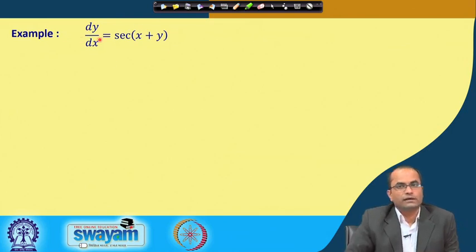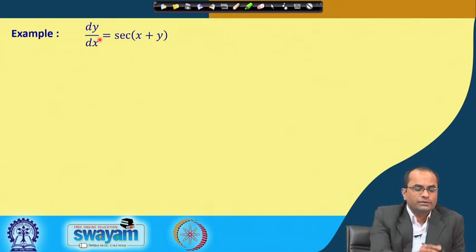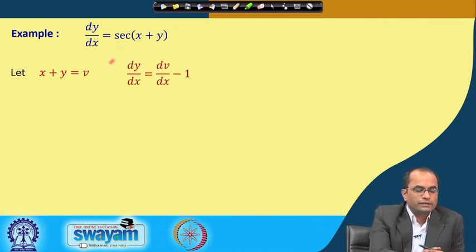Now, we take this example of this kind. dy over dx is equal to sec of x plus y. This equation as such, given in this form, is not separable, because we cannot bring all the x to one side and y to the other side. So, we have to use the idea which is described just before. That means, this x plus y we will set as v.